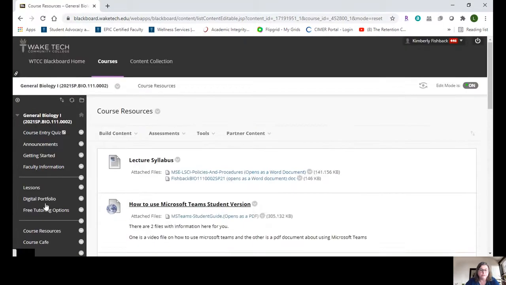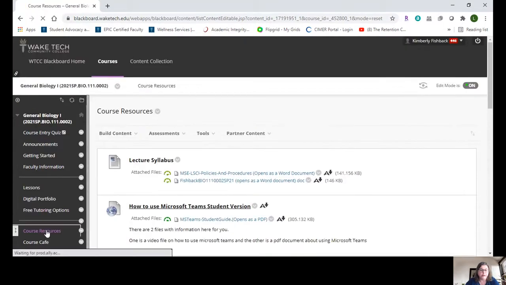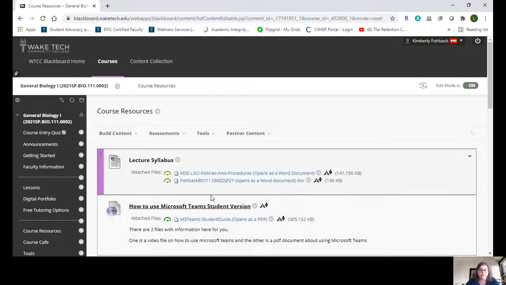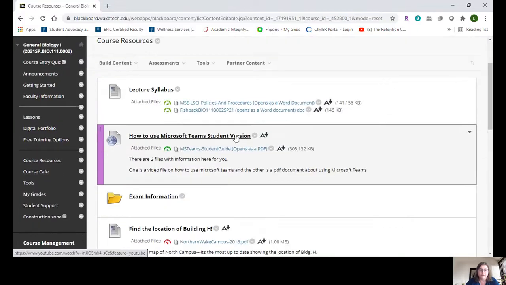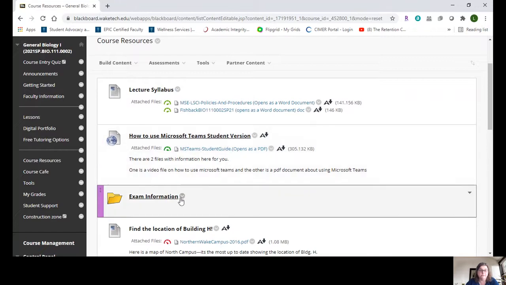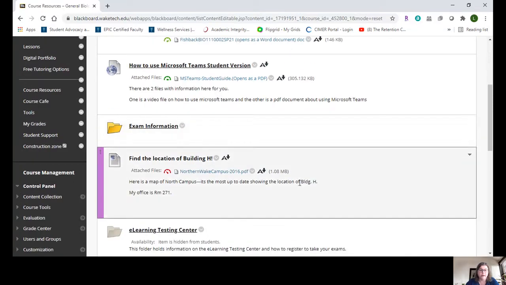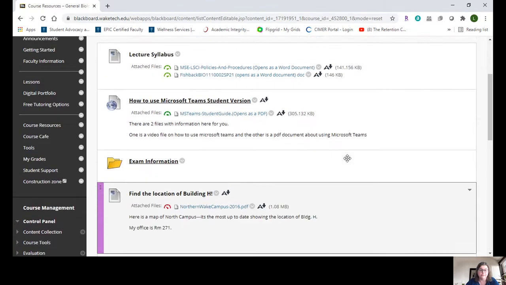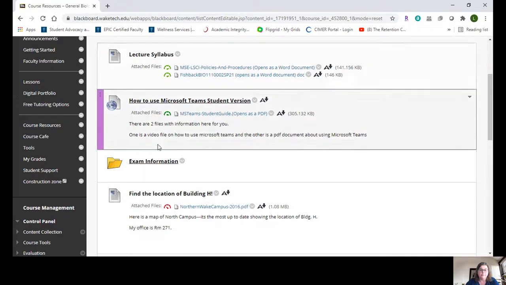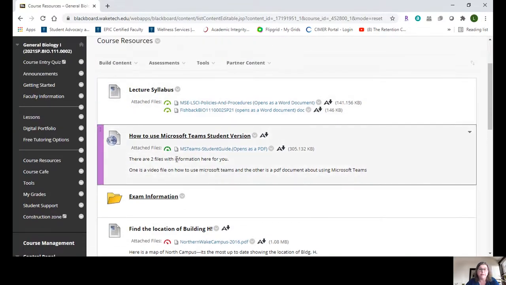I have the course resources tab, which is very important. This is where the syllabus is posted. I've got information on using MS Teams. My Teams site is very active. I also have information about taking exams, how to use Respondus, those types of things. For anyone that needs to find me when I'm on campus, I've got a campus map because generally I'm in Building H. And those are the main topics that I cover in course resources.